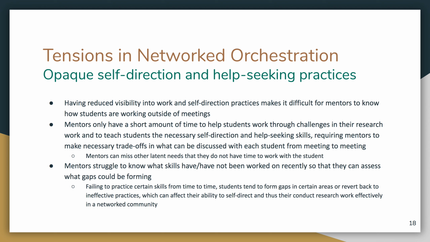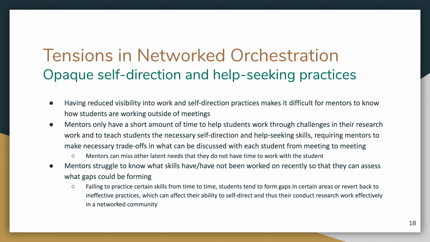Regarding opaqueness, mentors generally don't know what students do outside of their meetings until they meet again the following week. And so it's difficult to know if the students are working effectively or doing the things that they plan to do and things like that. And because of that, in the short amount of time they have with students to help with challenges, it can result in students not getting the help that they need with all the skills. So mentors may miss other skills or needs that students have that they didn't have time to talk about.